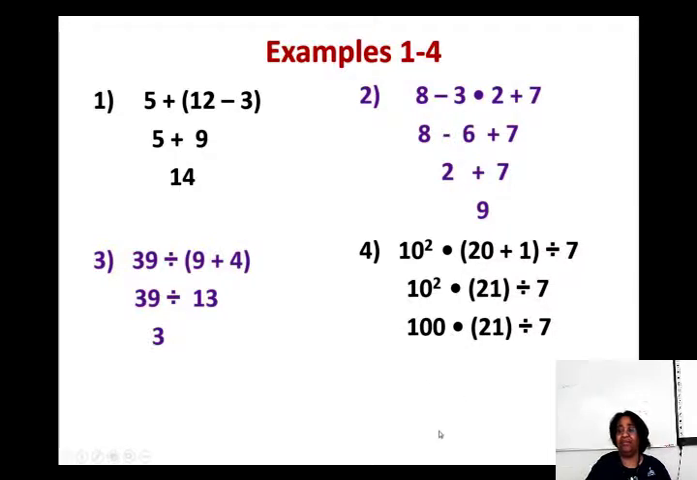Then what do I do? Left, right. What do I do next? Multiplication: 100 times 21. I get 2100 divided by 7. And then what's 2100 divided by 7? No, 300. You forgot a 0. Yeah, 7 goes into 2100 300 times.